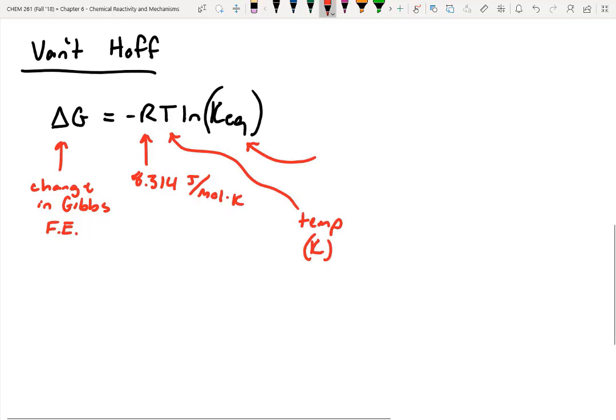And then this is just, like I said, the concentration of your products over reactants. So that was exactly what we found before. So this is our equilibrium constant. Okay, so we've got this Van't Hoff equation. Now I'm going to give you kind of an abstract situation to deal with.